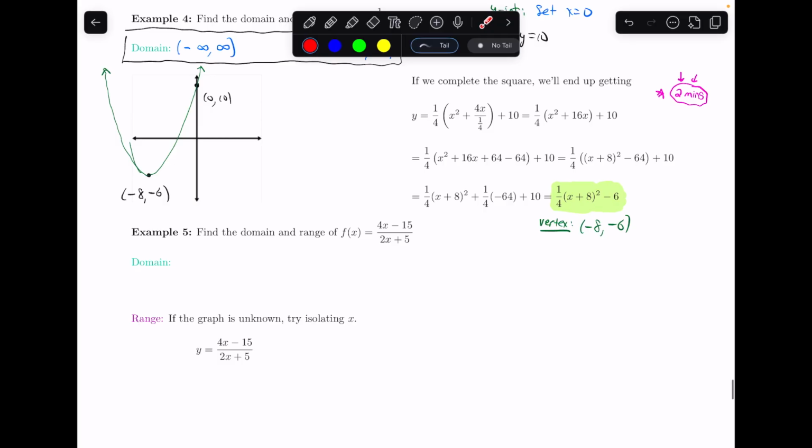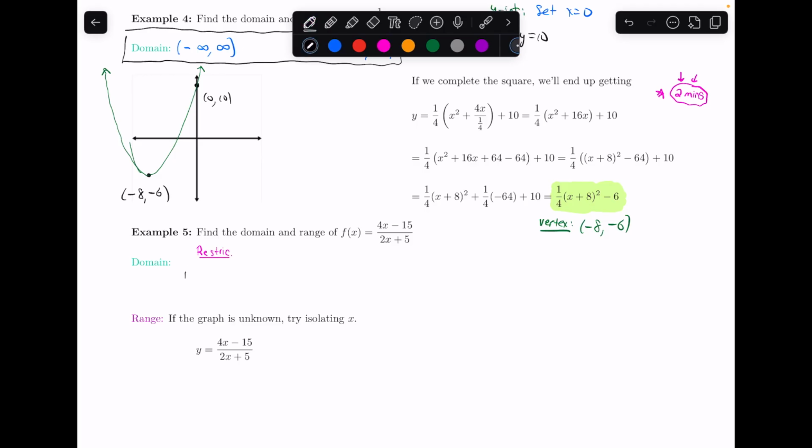So let's say I want to find the domain and the range of this fractional function. This isn't something that we've learned how to graph yet in our class. So I'm going to start off by finding the domain. For the domain of this, I do see a restriction, because there's the denominator.